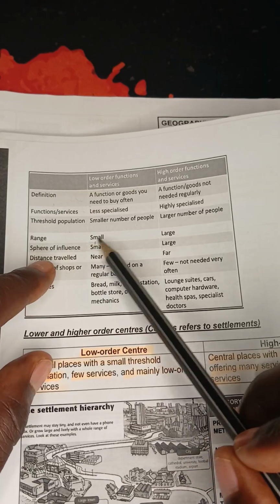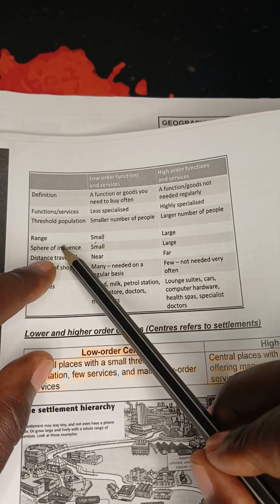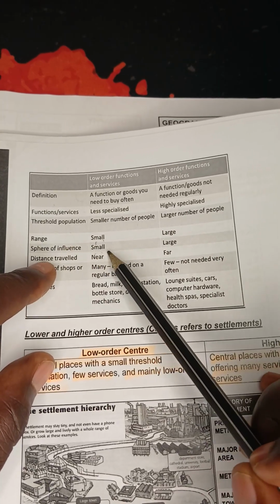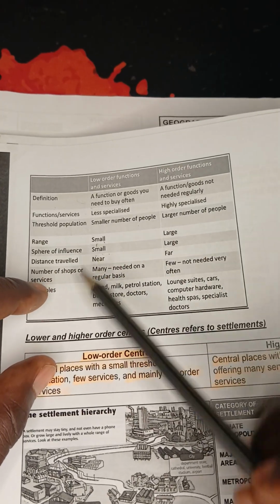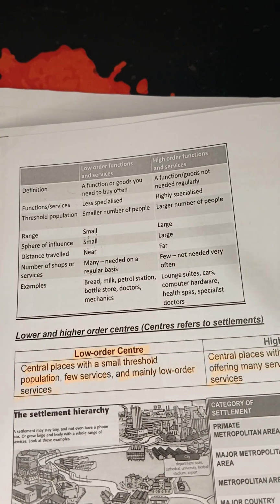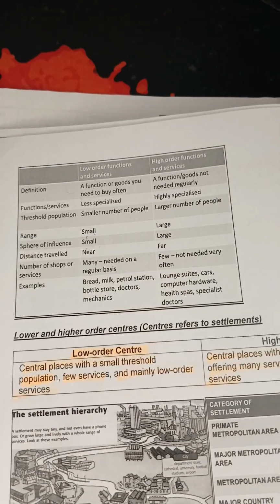This is something to do with them. The range. Okay, small sphere of influence, small, large, distance traveled. This is basically what we are talking about. That's what differentiates high and lower order. Okay, so also I need to add something.